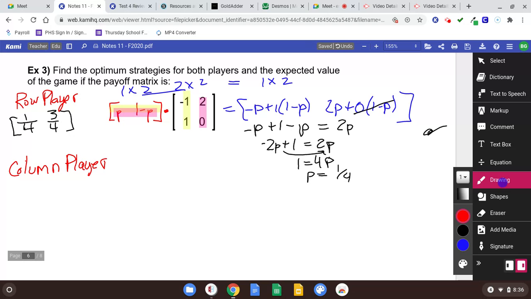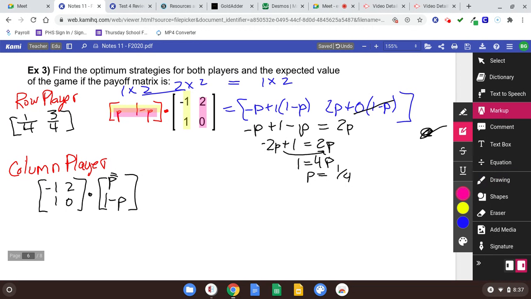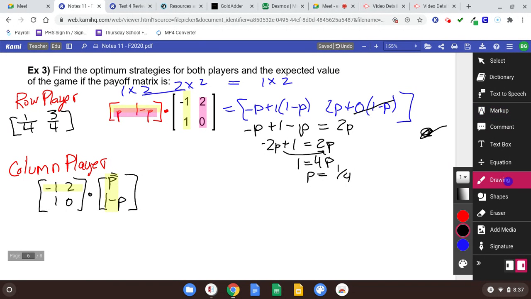So what do we do? We take the payoff matrix times the column player's optimum strategy. Okay. So again, we're just multiplying two matrices. So make sure you understand when we multiply two matrices, we always go row times column. Also understand your sizing. I think that really helps.